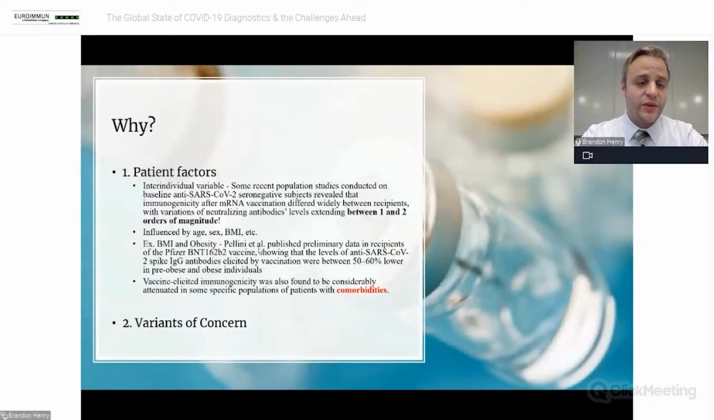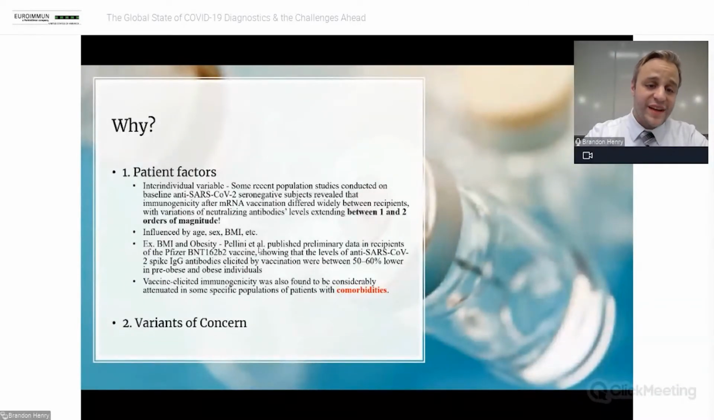And we found that the level of the antibody response after vaccination is impacted by a large number of factors, including age, sex, and BMI. And BMI is really interesting. One study by Pellini and colleagues found that after Pfizer, levels of anti-SARS-CoV-2 spike IgG antibodies were between 50 to 60% lower in pre-obese and obese individuals.